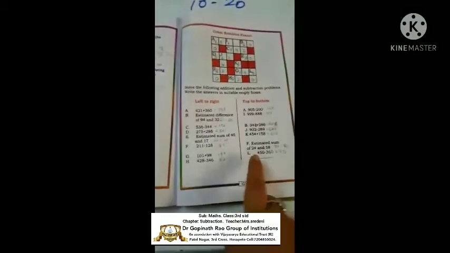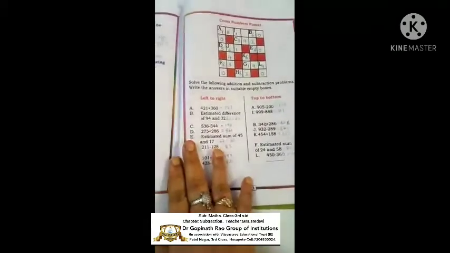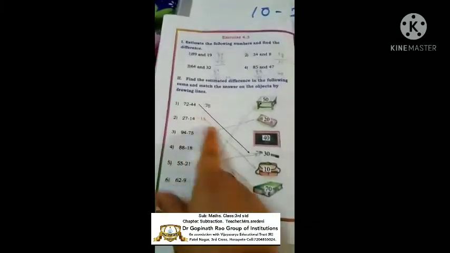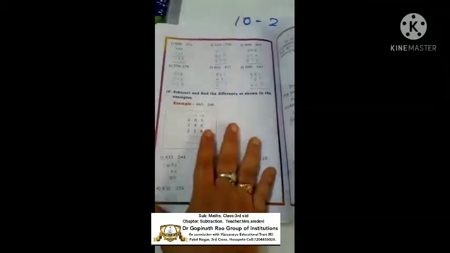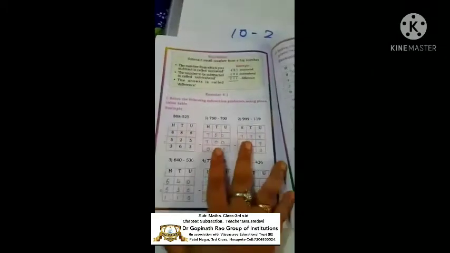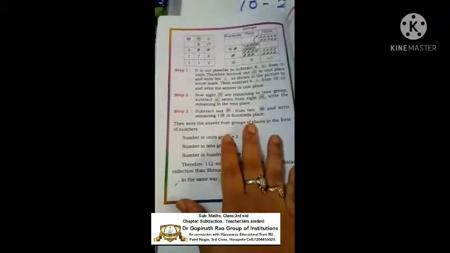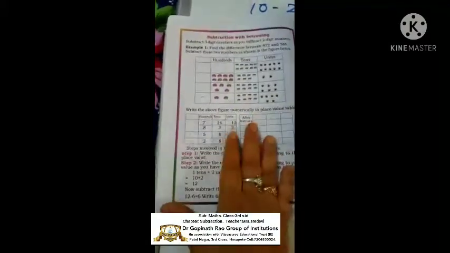See children, are you enjoying this one? So this is a cross number puzzle. So do it, children. This is a matching. So this completes your subtraction lesson, children. This is very easy. See, you have so many examples here. Try to solve this. If you have any doubt, you can call me, children. So this completes your subtraction chapter.